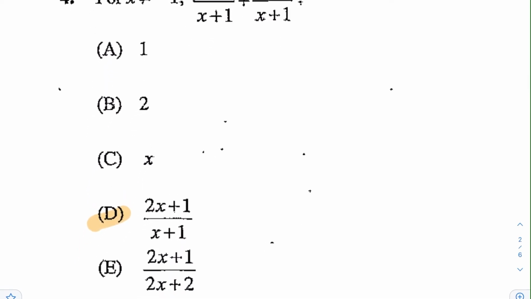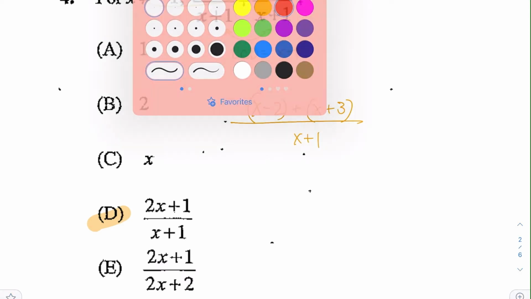Next, for number 4, for x not equal to -1, you want to solve x minus 2 divided by x plus 1 plus x plus 3 divided by x plus 1. So here, notice that when you're adding 2 fractions, the denominators must be the same. That's because they are. So the LCD is equal to x plus 1. So all you have to do is add the numerators. So if you add x minus 2 plus x plus 3, you'll put all of that over x plus 1, the LCD. Here, you just have to combine like terms.